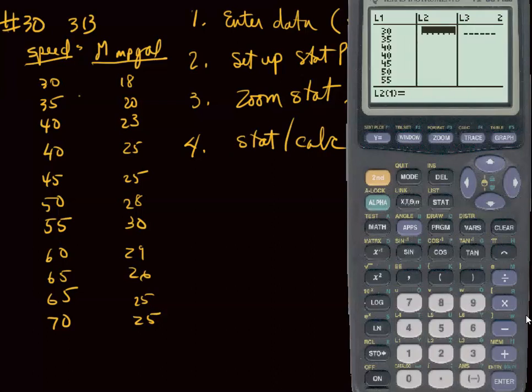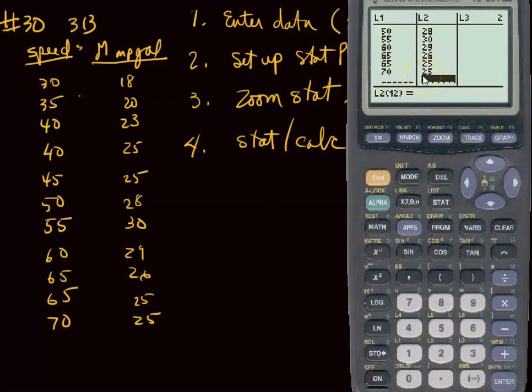Now let's put in the corresponding values. It's 18, 20, 23, 25 twice, 28, 30, 29, 26, and 25 twice. Should come out the same. If they don't, better go and check your data.